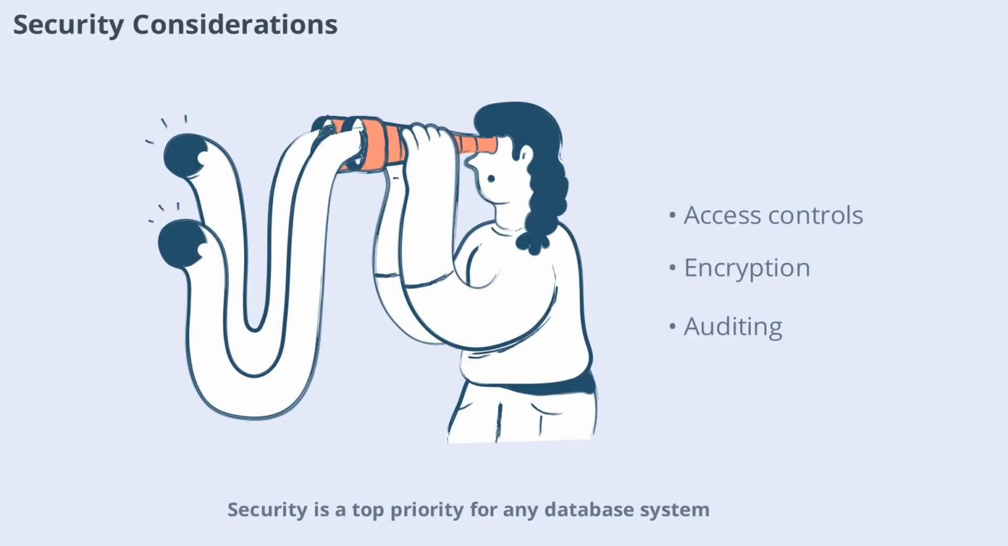Security is a top priority for any database system. Relational databases offer robust access controls, encryption, and auditing features. NoSQL databases are catching up, but may require additional configuration to ensure data is protected. NewSQL databases inherit strong security features from both worlds, making them suitable for sensitive applications. Always follow best practices for authentication, authorization, and encryption.